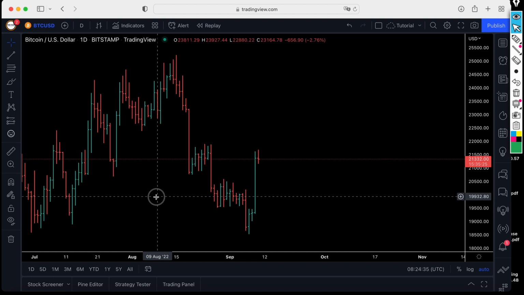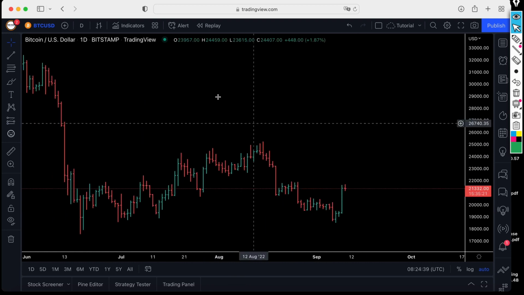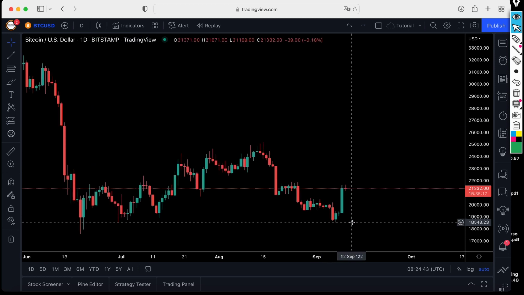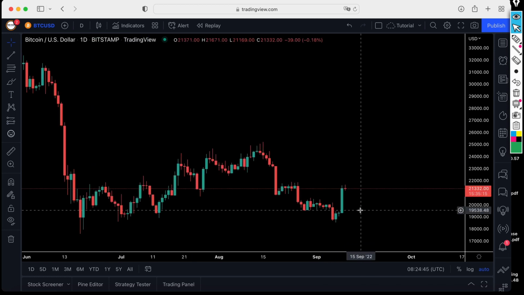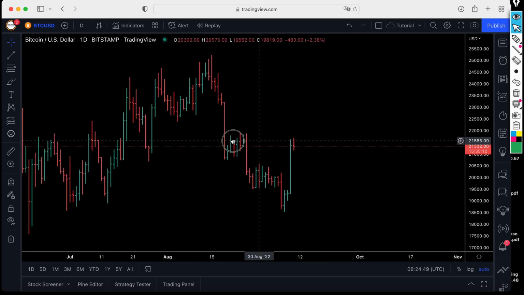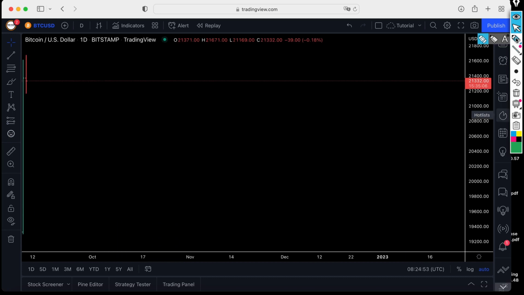So if you can just remember how this greenish candle looks from the bars, and then compare it to candles, you can see it still gives you the same information, right? Let's just quickly cover the bar chart before we say something about the candlestick. So basically the bar chart looks something like this.